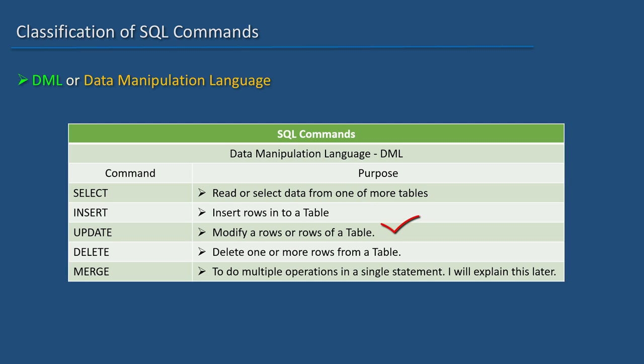Update is used to modify a row or rows of a table. Delete is used to delete one or more rows from a table. Merge is used to do multiple operations in a single statement. I will explain this later.